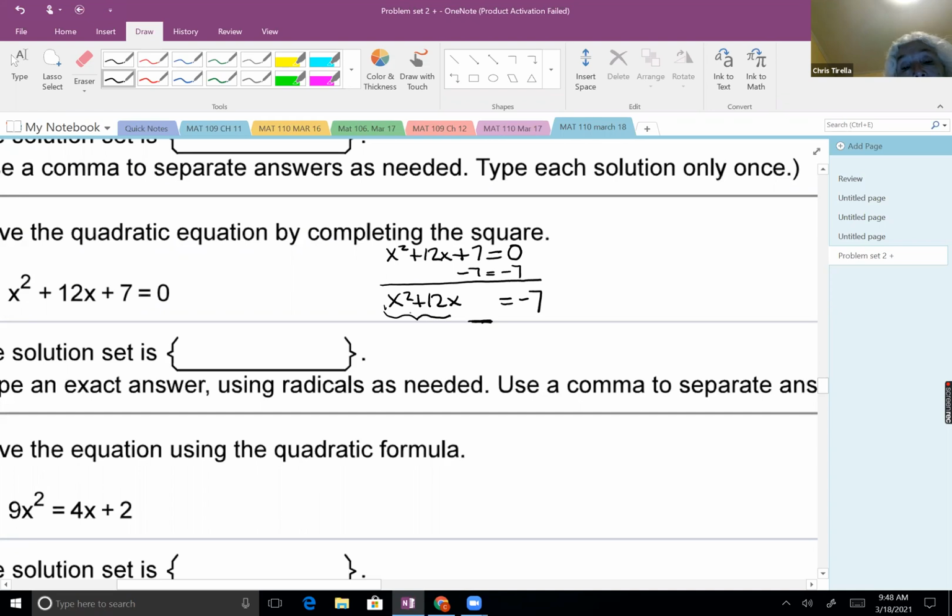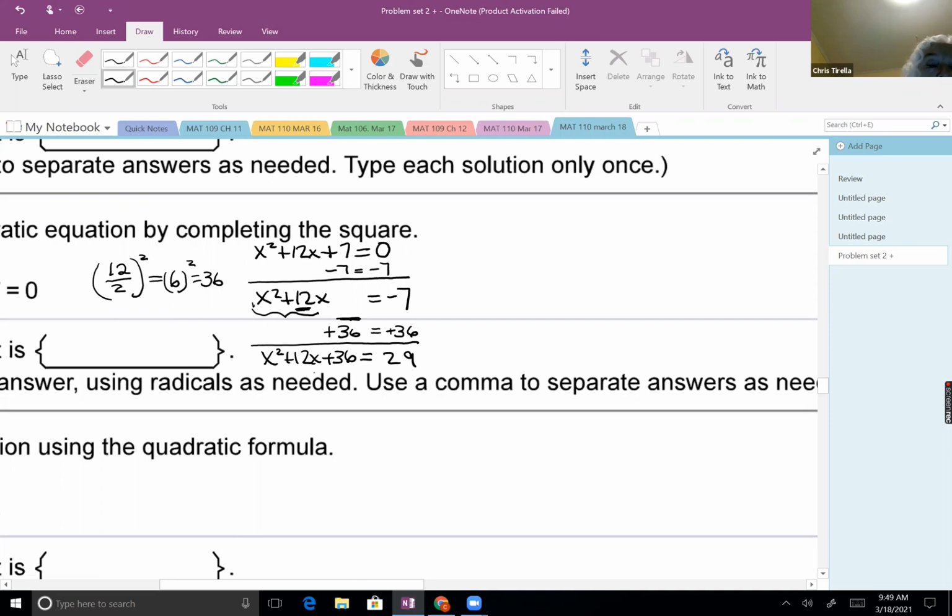And can you folks remember leading coefficient was 1, so we're going to look at that next coefficient, 12. We're going to divide it by 2 and square it. Well, 12 divided by 2 is 6, squared is 36. And so what we have to add to make a perfect square trinomial to both sides is 36. That'll give me x squared plus 12x plus 36 equals 29.